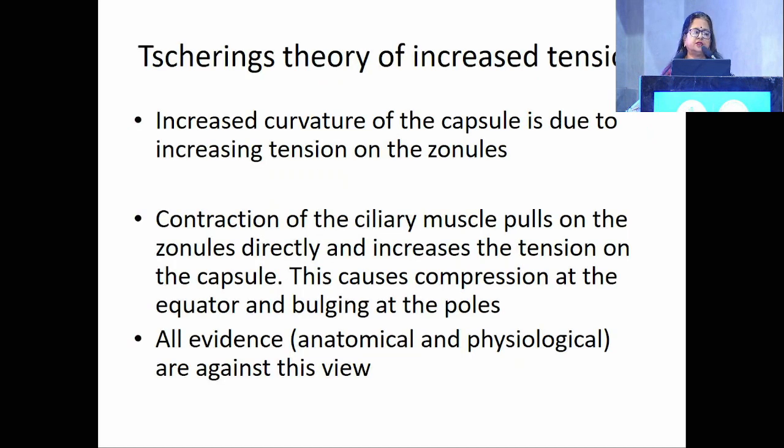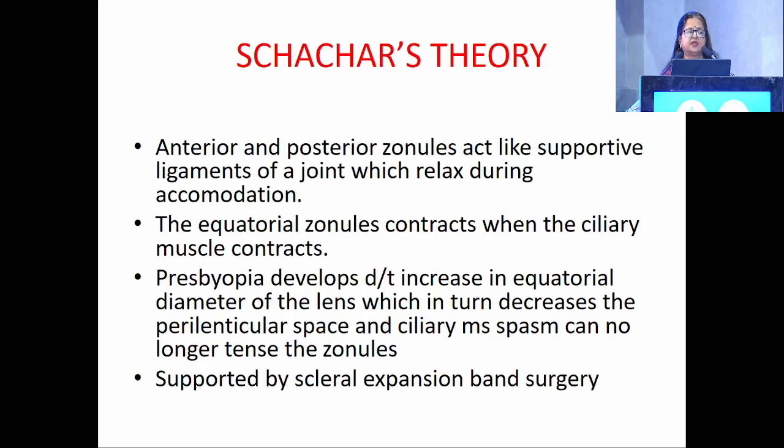Tscherning's theory of increased tension: the increased curvature of the lens is due to increased tension on the zonules, and contraction of the ciliary muscle pulls on the zonules directly and increases the tension on the capsule. This causes compression at the equator and bulging at the poles. All evidences, the anatomical and physiological, are against this theory.